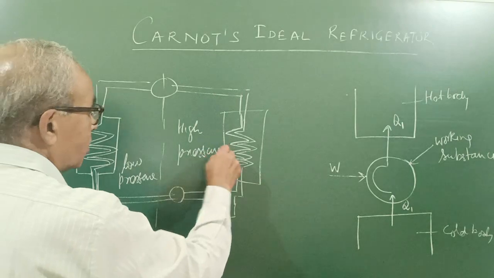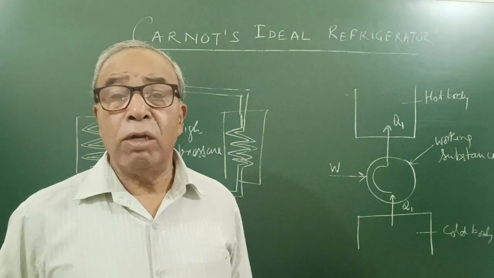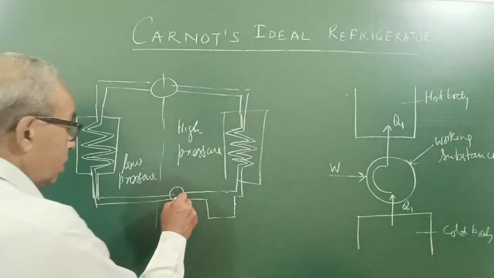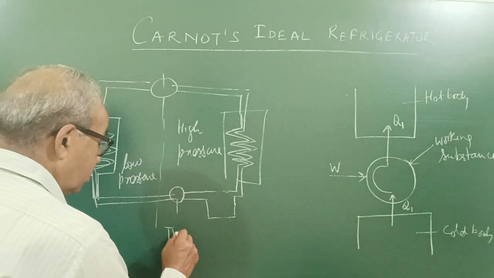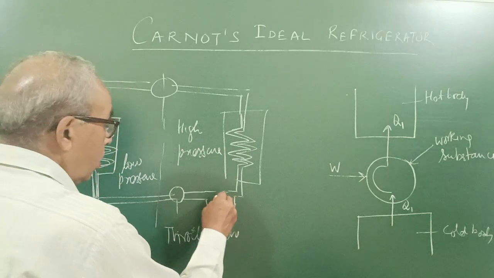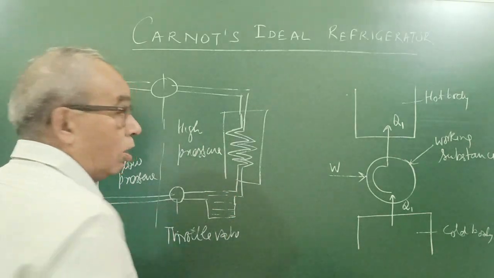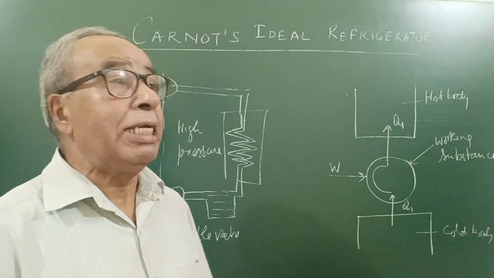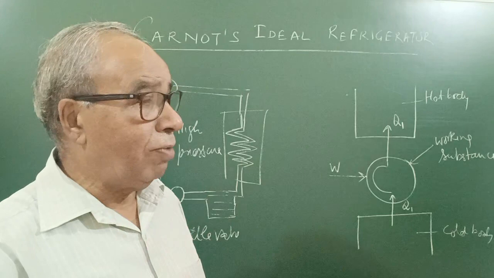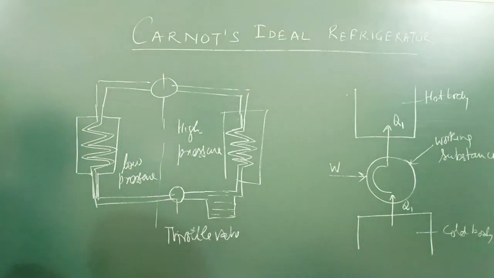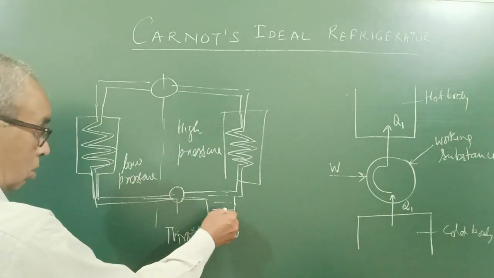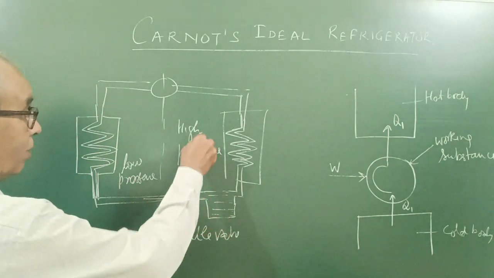It is not in our syllabus, but I want to link the working of the refrigerator with the actual refrigerator we use. This is a valve here called the throttle valve. Here the gas is in liquefied form. You know, I have told you that when we decrease pressure, the boiling point of a liquid decreases. To this side, the liquid is thrown from the high pressure side to the low pressure side.